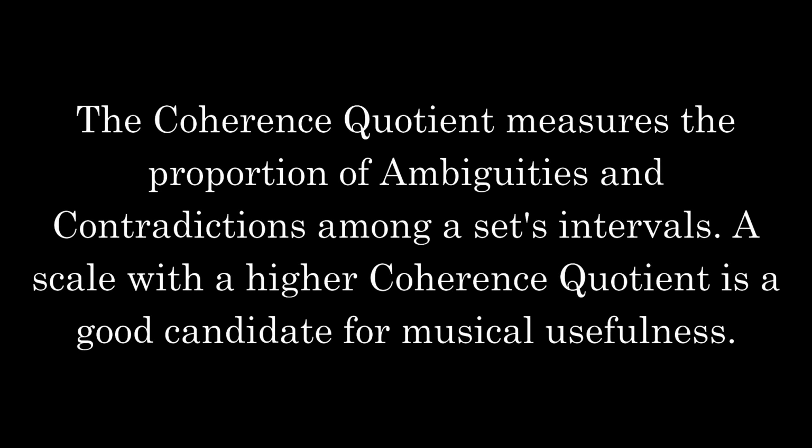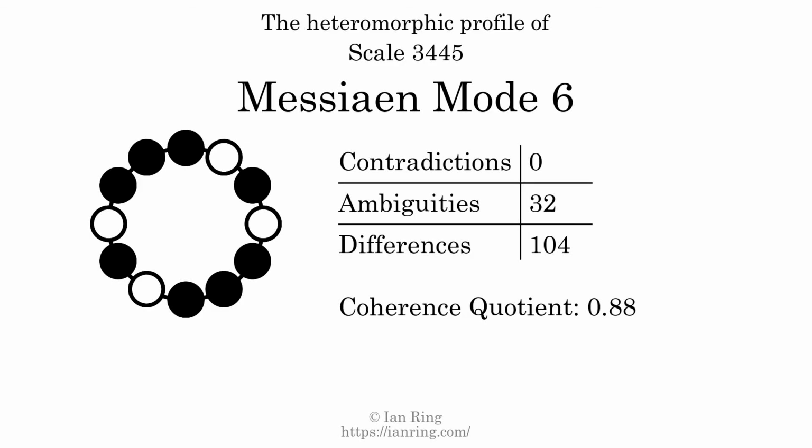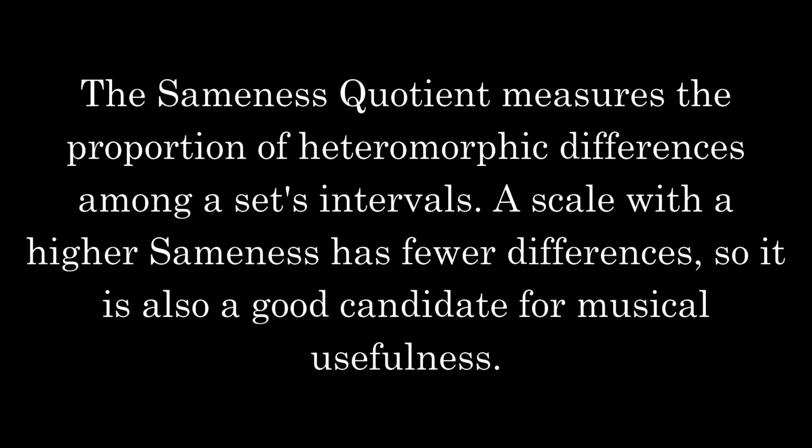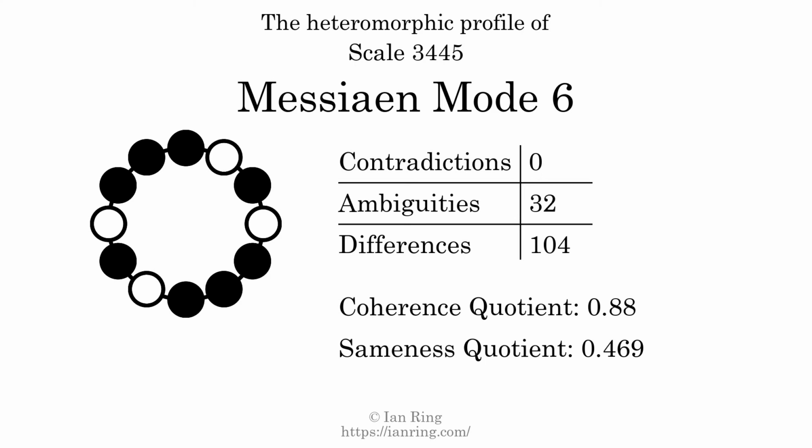The coherence quotient measures the proportion of ambiguities and contradictions among a set's intervals. A scale with a higher coherence quotient is a good candidate for musical usefulness. The coherence quotient is 0.88. The sameness quotient measures the proportion of heteromorphic differences among a set's intervals. A scale with a higher sameness has fewer differences, so it is also a good candidate for musical usefulness. The sameness quotient is 0.469.